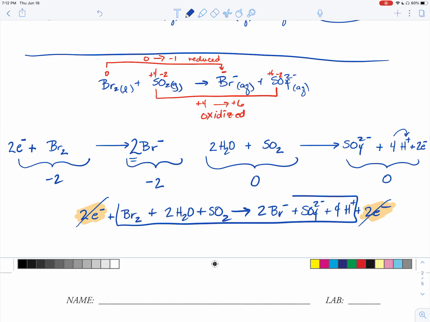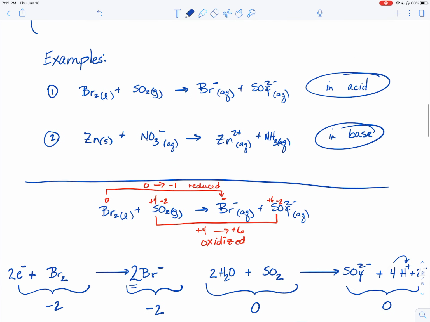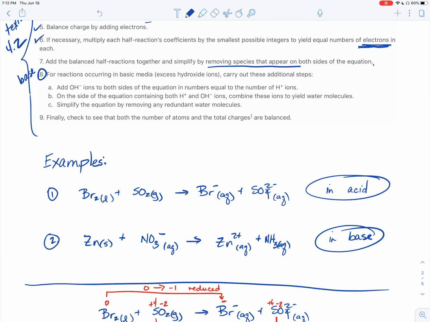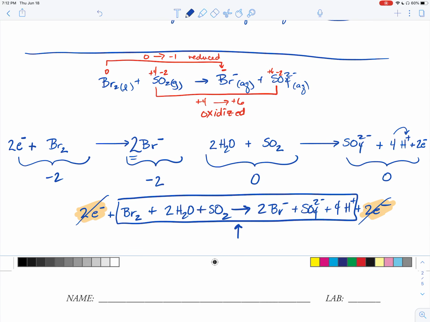This is your reaction. That is your balanced half reaction. You want to just check and make sure, because this is an acidic solution, that the number of atoms and everything are balanced. And so again, you have 2 bromines over here, 2 over here, 4 hydrogens, 1 sulfur, and then a total of 4 oxygens. So that's your balanced redox reaction.